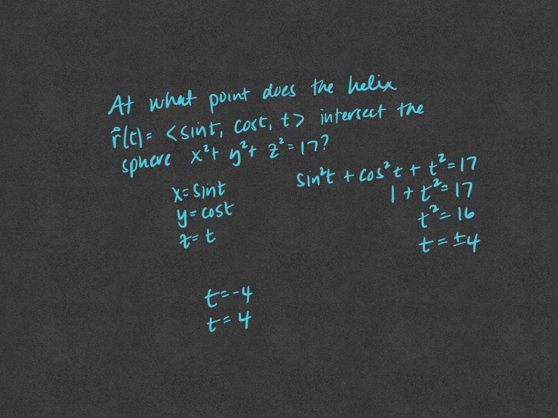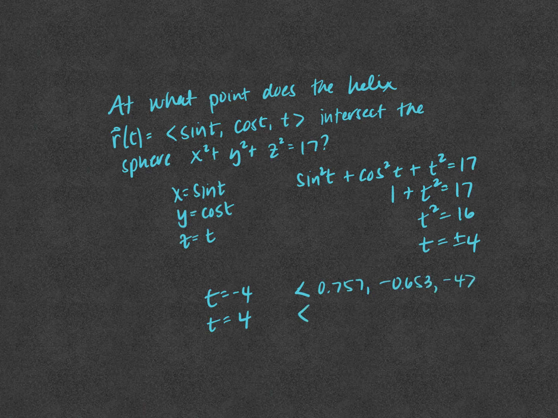So we're going to take sine of -4 to be, let me punch it in my calculator here. Sine of -4 is positive 0.757. The directions said to go to 3 decimal places, so we have positive 0.757. And then the cosine of -4 is negative 0.653. And then z is -4.